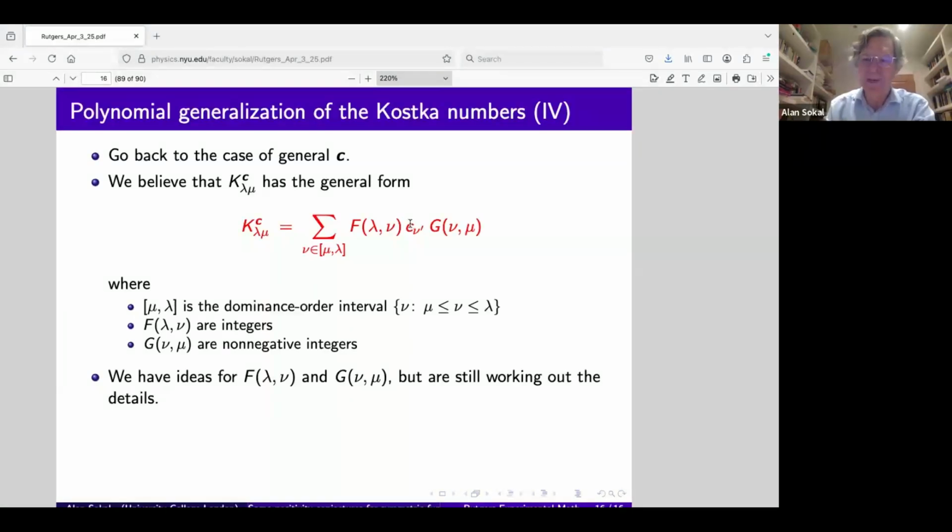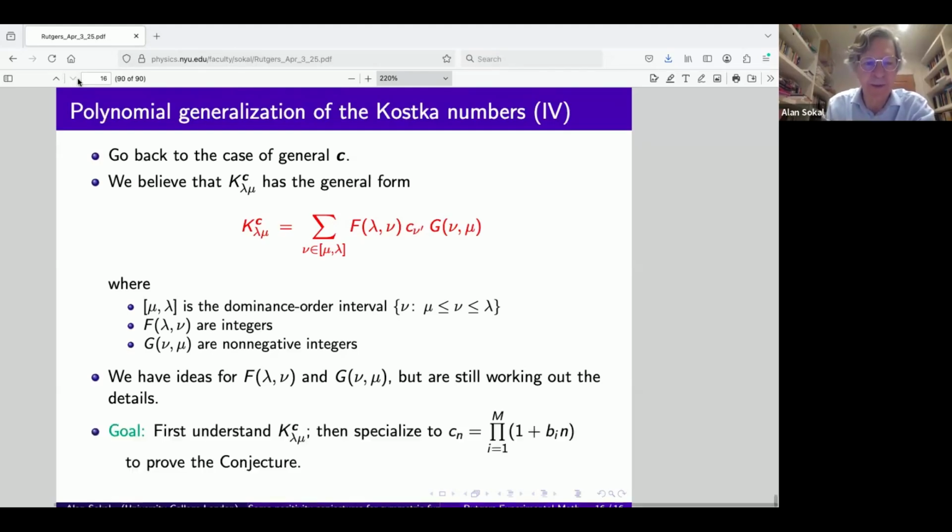They hold for C's that are of the nice form, like 1 plus Bn, or a product of 1 plus Bn. So somehow we're going to have to use what the F's are and what the G's are, and get the positive terms to beat the negative terms when the C's are of a certain form. And that we really don't know how to do at this point.